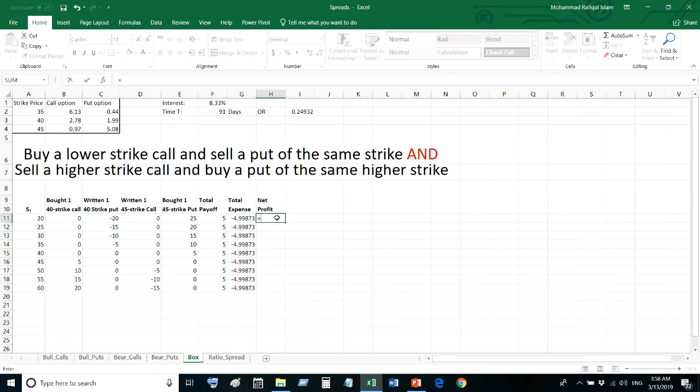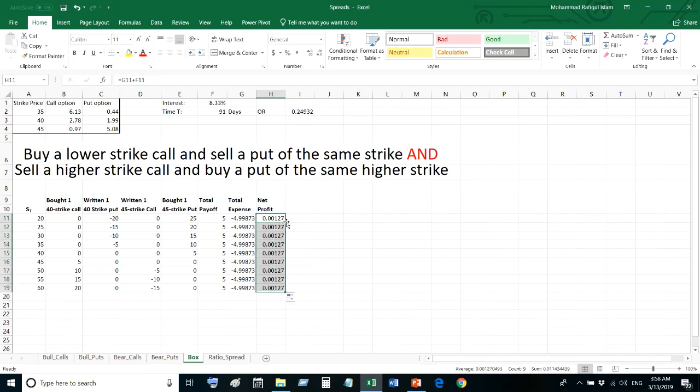So let's calculate net profit: total expense subtract total payoff. That's it. We can see we always observe a positive cash flow, although it's a very small amount, but you will never lose any money if you just use the box spread strategy.